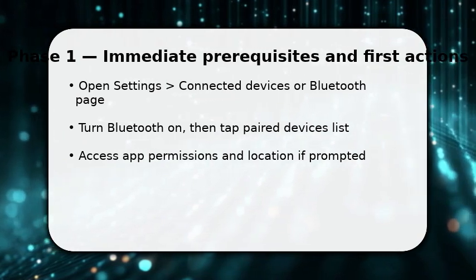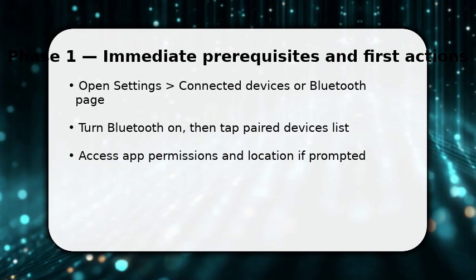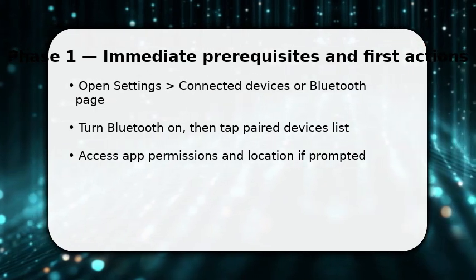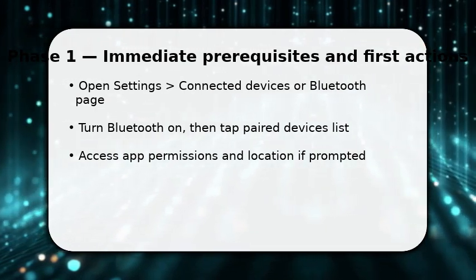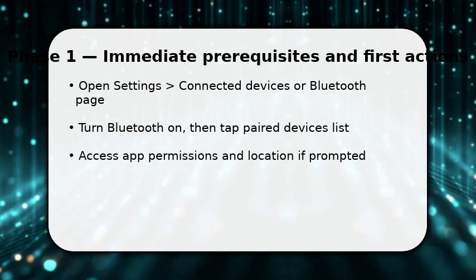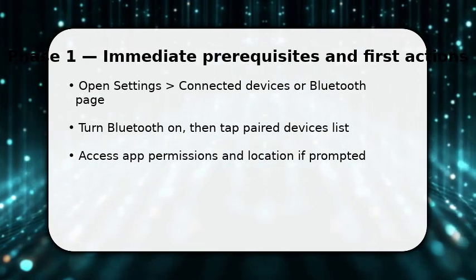Next, check app permissions. Location or nearby devices can allow pairing. Restrict them if you want to stop unexpected requests. Once done, you'll be ready to remove auto-pair entries and prevent new pairings.